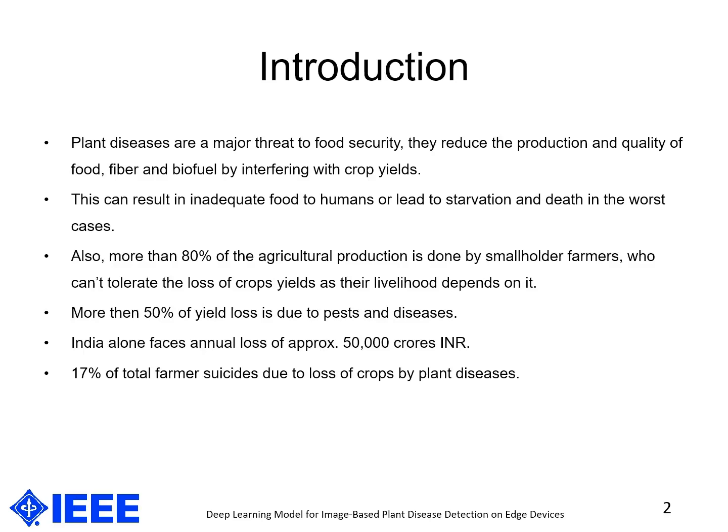More than 50% of the yield loss has been due to pests and diseases. Talking about India, India alone faces an annual loss of approximately 50,000 crore Indian rupees, and the smallholder farmers account for most of the Indian majority. In their death toll, there have been several surveys, and we found that 70% of the farmer suicides have been related to loss of crops by plant diseases.